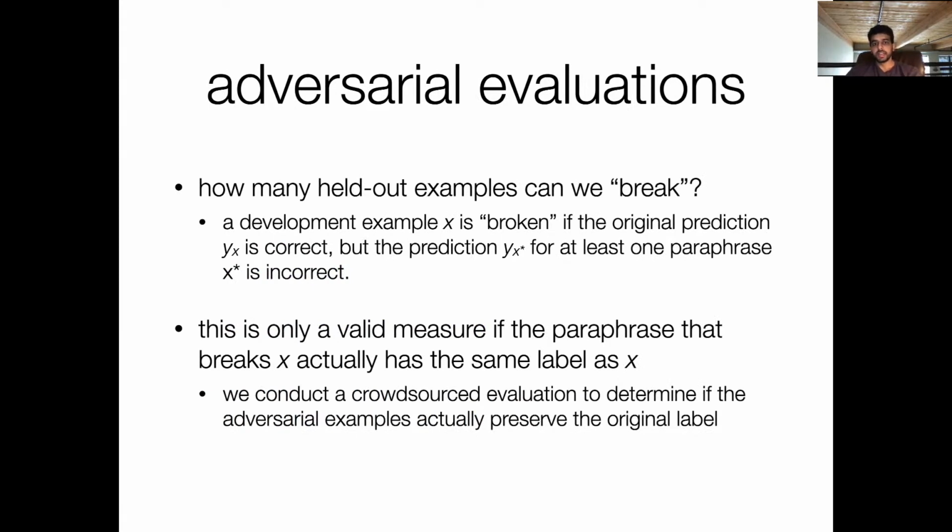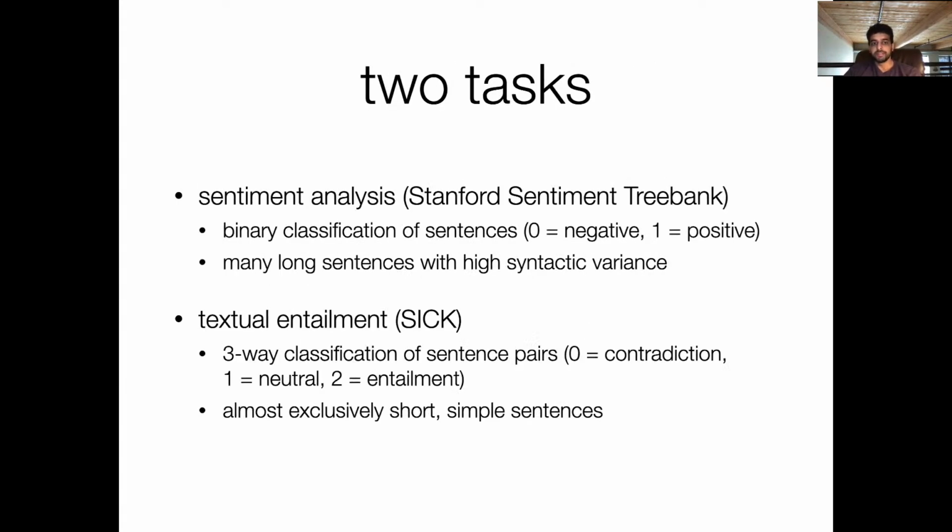Okay, but more interestingly, can we use these paraphrases to see how many of them break our models in the setting of adversarial examples? So what do we mean by break? Basically, if I have some held out example that the model originally predicts correctly, but for at least one paraphrase that we generate, the model predicts it incorrectly, then we consider this example to be broken. And we evaluate this on sentiment analysis and textual entailment.